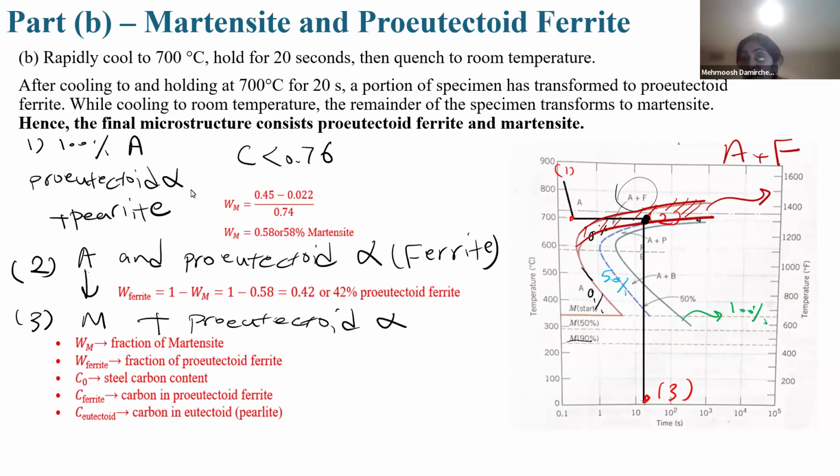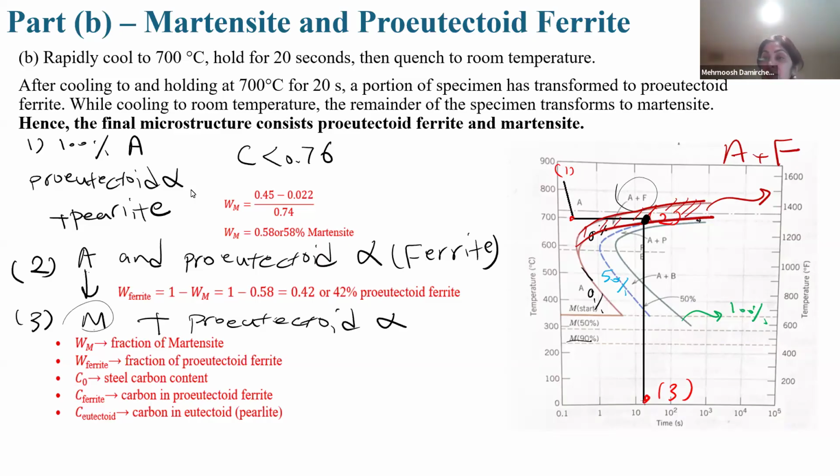alpha. Again, if we have other phases except austenite, they keep their original microstructures and do not convert to other phases, okay? So if we have pearlite, it does not convert to martensite. If we have proeutectoid ferrite, it does not convert to martensite. The only thing that, because of quenching, converts to bainite or martensite is austenite. Okay. So the final microstructure is martensite, pearlite, and alpha.